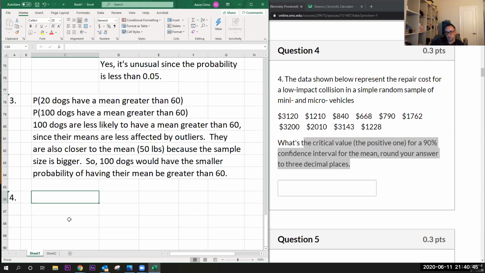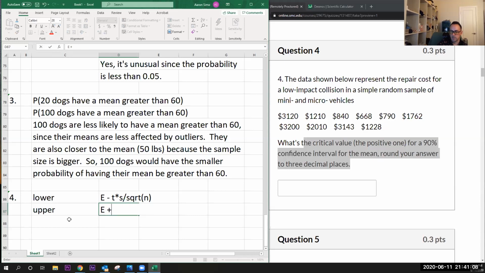So for confidence intervals, for the lower bound, it's E minus T star times S over square root of N. For the upper bound, it's E plus T star times S over square root of N. I'm using T because I don't have sigma. In this question, I don't have sigma. I just have a bunch of data.